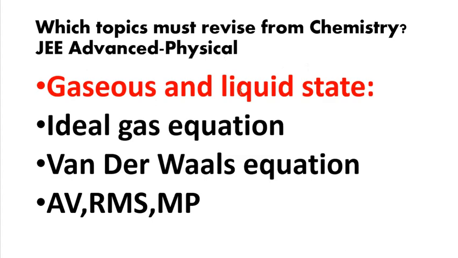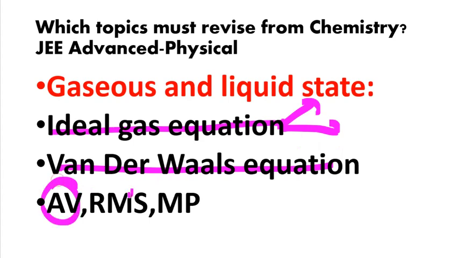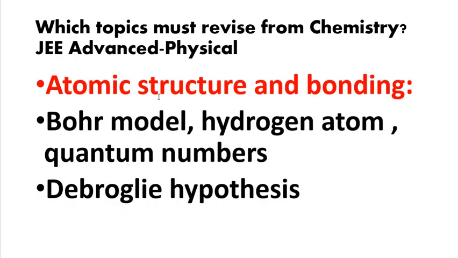Okay, now gaseous and liquid states. Here, look at the ideal gas equation and their deviations or modified equations for real gases. And also look at the van der Waals equation and focus on average velocity, RMS, and most probable velocities and their equations. From that you are getting frequent questions in JEE and Advanced physical chemistry part.